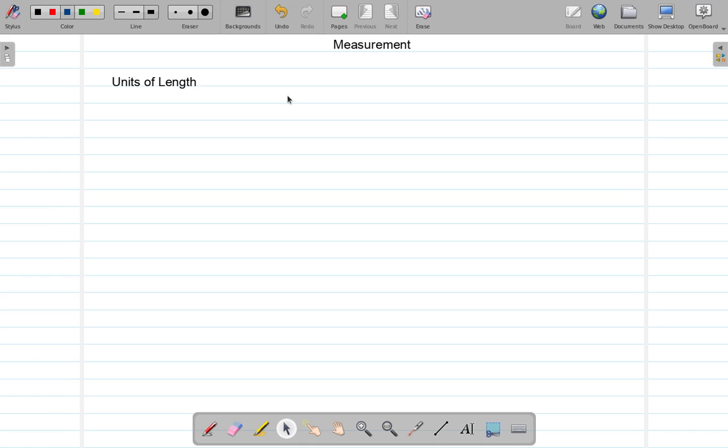Then you had another measurement. For example, they talk about the cubit. That was from the elbow to the tip of the finger when it was outstretched, the arm was outstretched. The foot, the length of somebody's foot. All right?